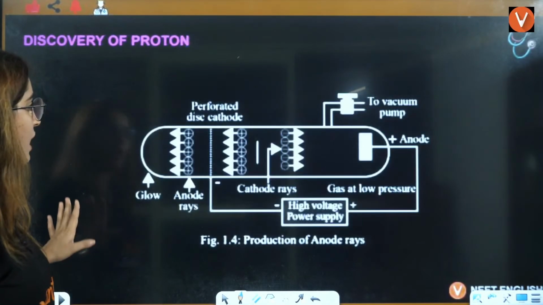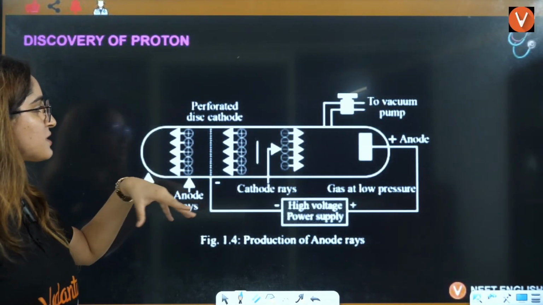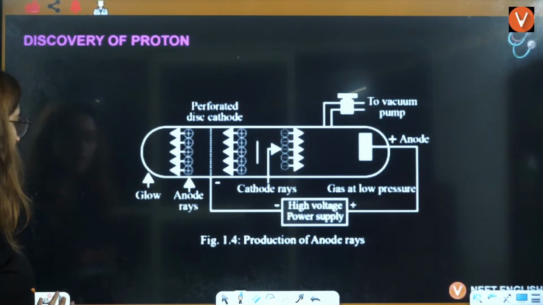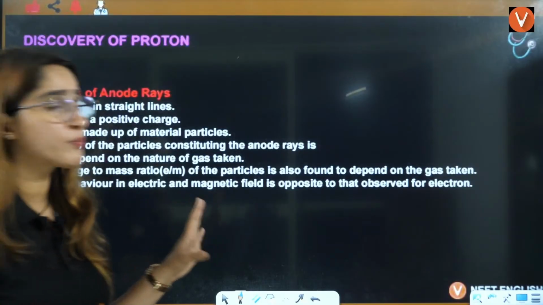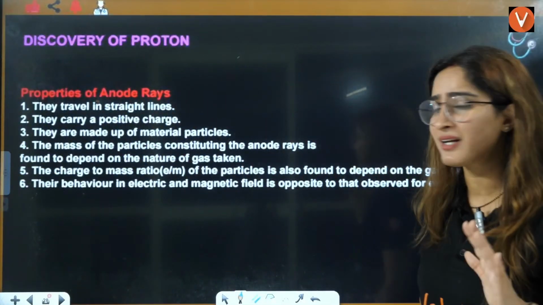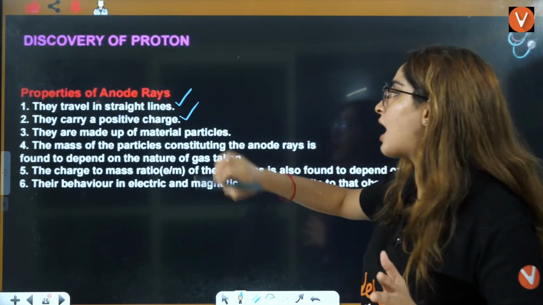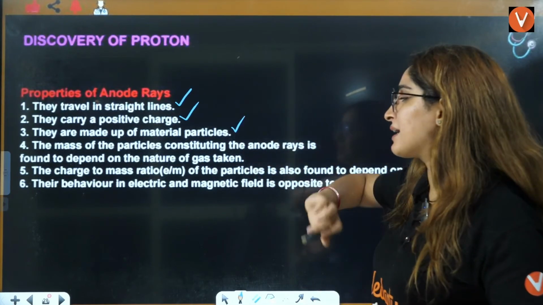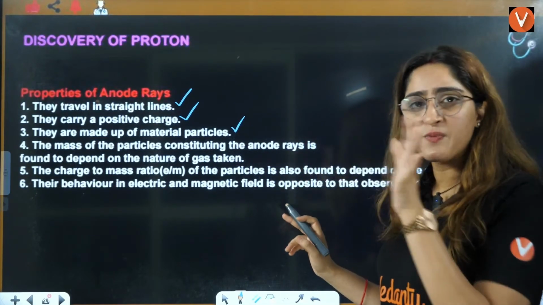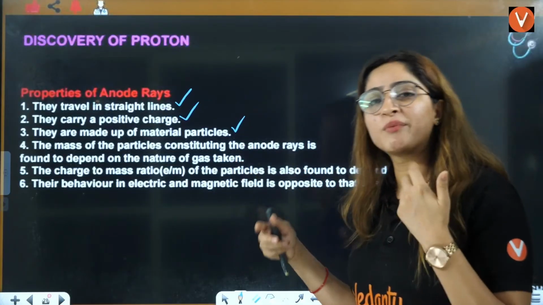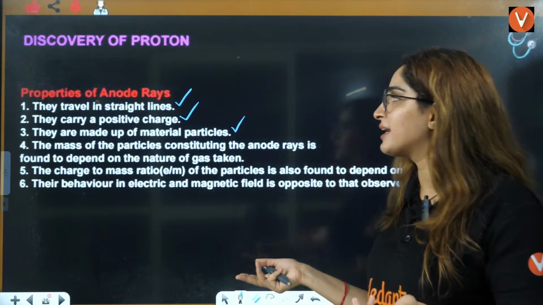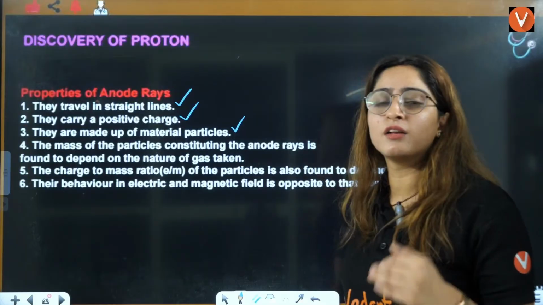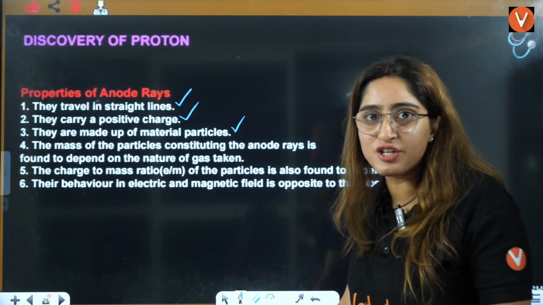Okay. So that is the setup that I was telling you about, that this will happen, right? Now let's talk about the properties here. They travel in a straight line. They carry positive charge. They are made up of material particles. Same experiments he did there. Straight line, why? Because it is casting a shadow, right? Material particles, why? Because it has kinetic energy. It can rotate a wheel.